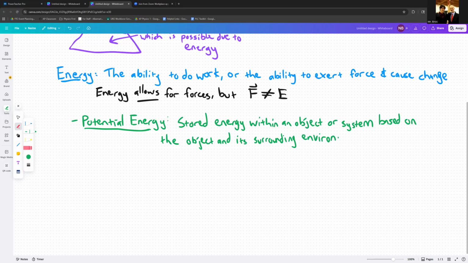So this is something like, there was a video that we might have watched in class prior to this about pulling back a rubber band. The fact that it's stretched and that there would be stored energy within it is based on the surrounding environment, being the person pulling back the rubber band. Versus if it wasn't pulled back, it wouldn't have that stored energy within it. So there are two subtypes of potential energy. We'll go through the variable and the units real quick for this as well.